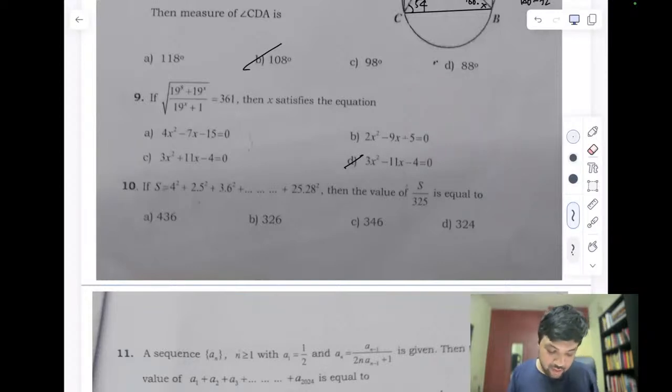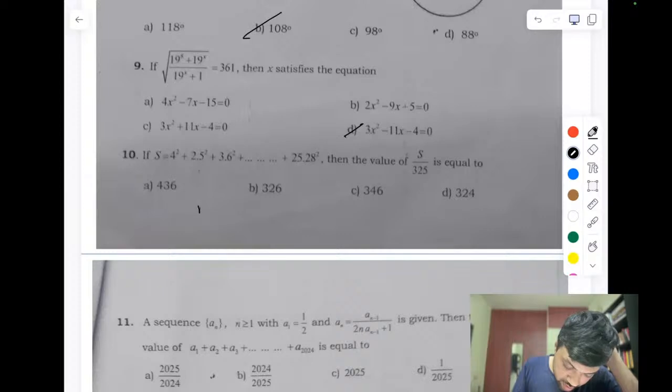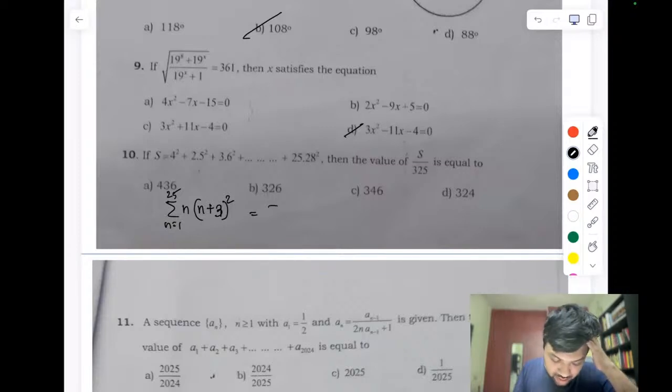Next is S is 4 plus square plus 2 5 square plus 3 6 square dot dot 25 28 square. What is S by 325? What is the formula here? n into n plus 3 the whole square. N is 1, 1 into 1 plus 3 the whole square. N is 2, 2 plus 3 is 5. So this is summation n equal to 1 to 25.